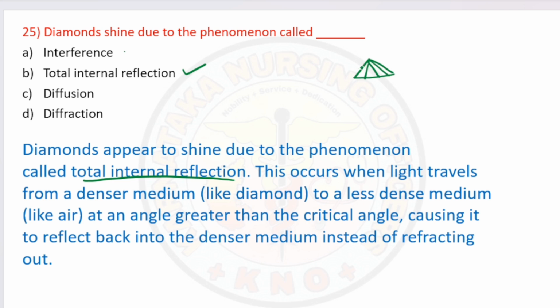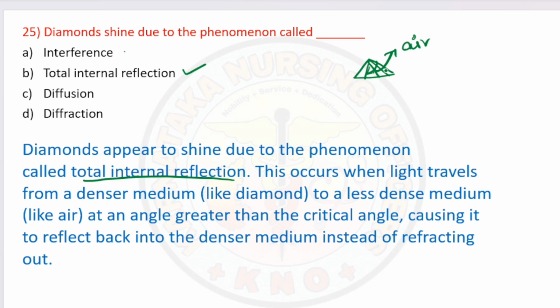If you consider a diamond, see here, light is traveling from glass to air medium. This is glass, right? Diamond is made up of glass, somewhat. So light is traveling from denser medium to rarer medium, and it is not going out. In the phenomenon of total internal reflection, it will not completely go out. It bounces back into the same medium, that is the glass medium only. That's why it appears shining.